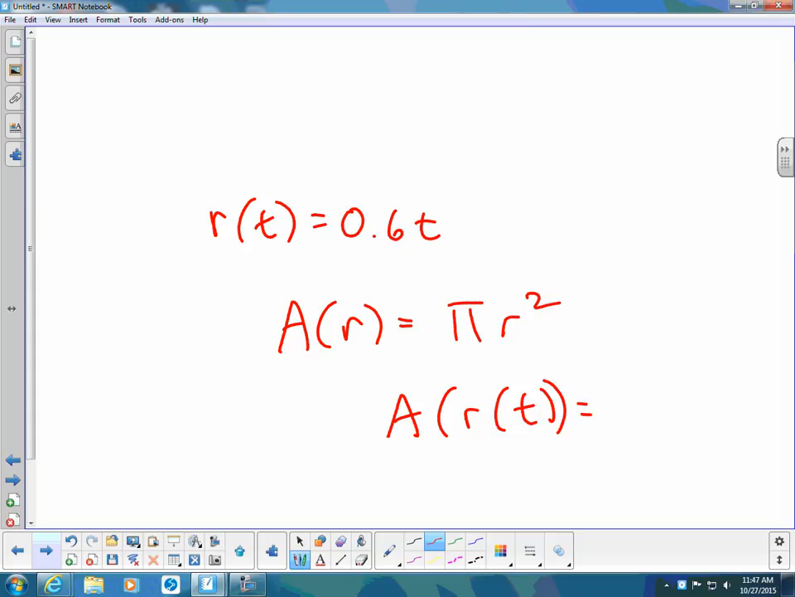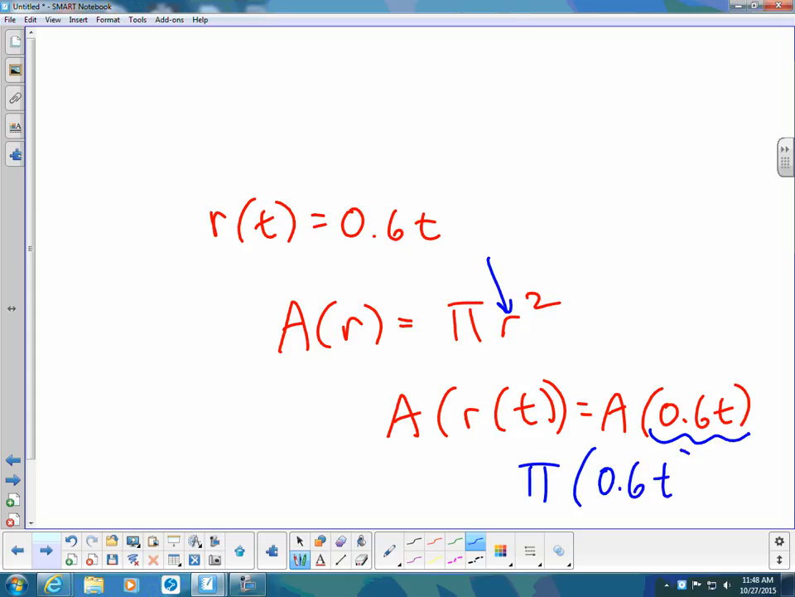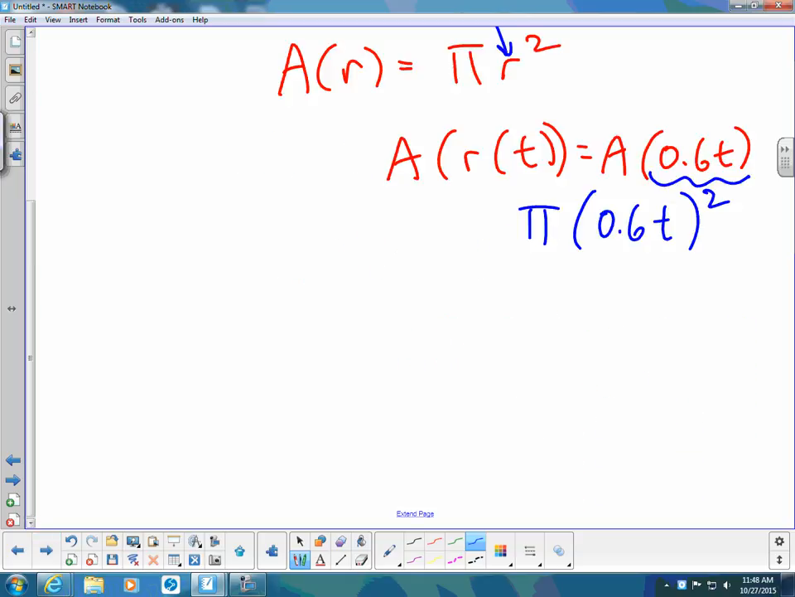And so that means you're going to plug in the r of t function wherever you see the r, right? R of t is 0.6t. So I want to take this 0.6t and plug it in right here for this r. So I'm going to write pi times 0.6t quantity squared. And when I do that, I end up getting pi times 0.36 times t squared. This is your a of r of t.